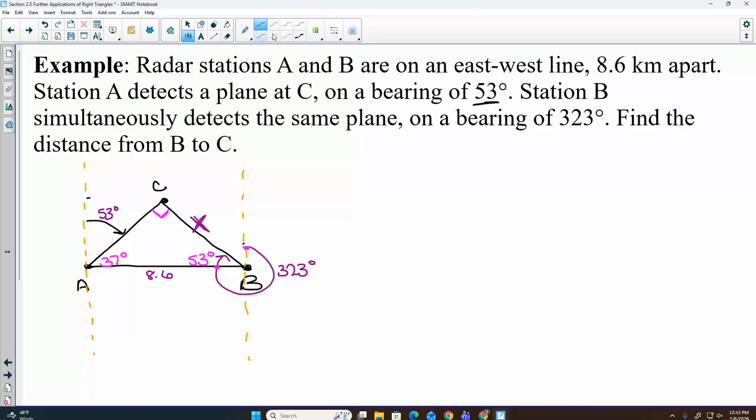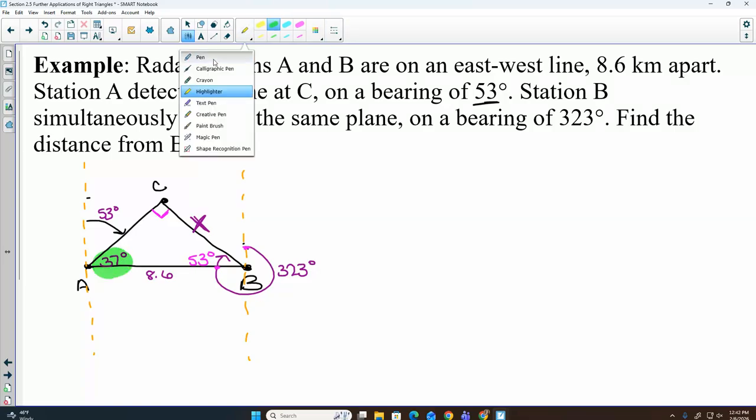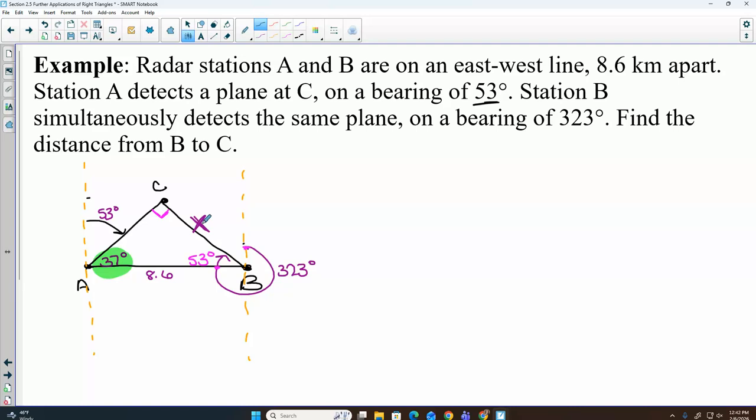So pick an angle. Can't be the right angle, but you can pick either of your others. I'm just going to say from this 37. If I'm going to set up a trig function from there, x would be my opposite. 8.6, that's across from C, so that's the hypotenuse. What trig function involves opposite and hypotenuse? So the sine of 37 degrees equals x over 8.6. So we multiply over the 8.6.